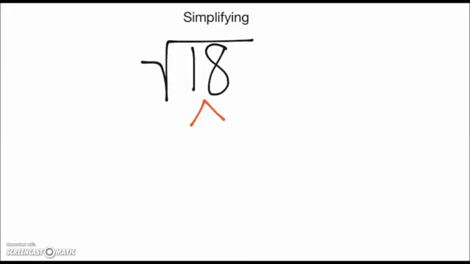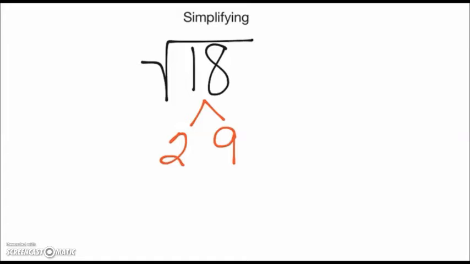I am going to factor this into 2 and 9. Okay. And then I would factor any of these numbers that can be factored again. So 2, I can't factor any farther. It would just go to 2 and 1. But 9, I can factor into 3 and 3. And so I want to go ahead and do that.